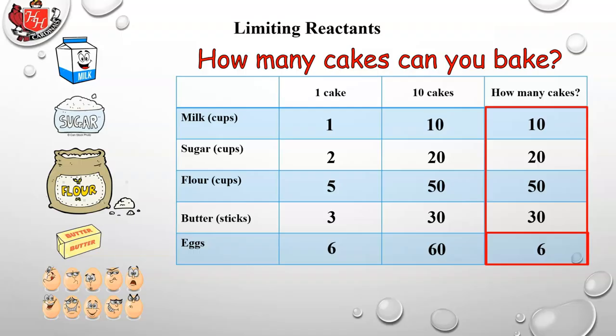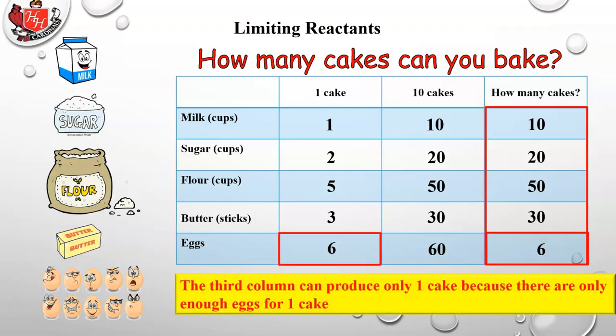You can't use it. That's what a limiting reactant is in chemistry. It's the reactant that you run out of first, and that's limiting the amount of the reaction that can take place. So the third column can produce only 1 cake because there are only enough eggs for 1 cake.